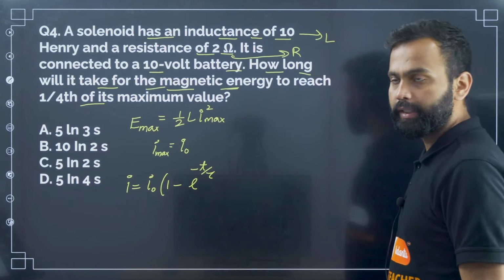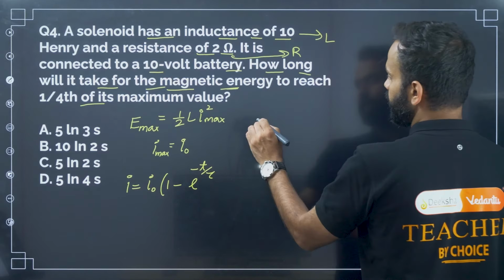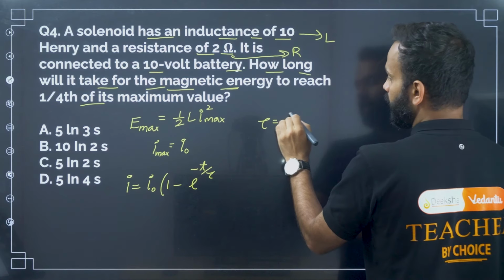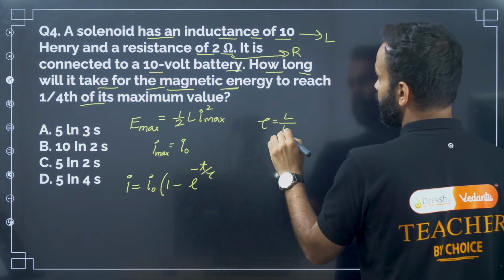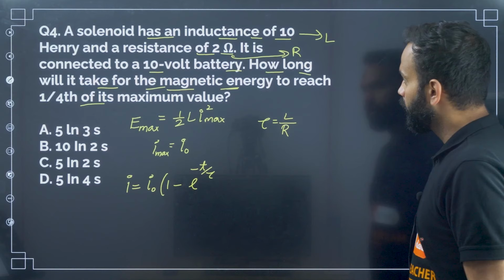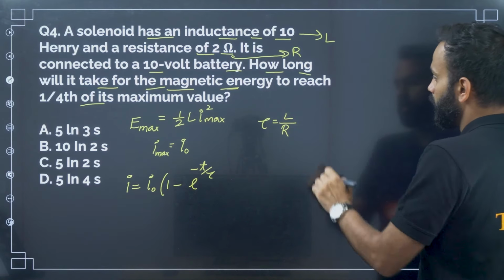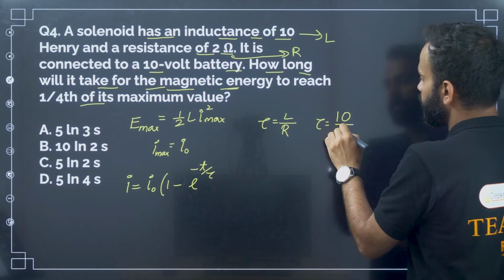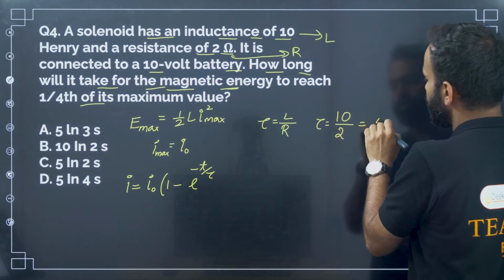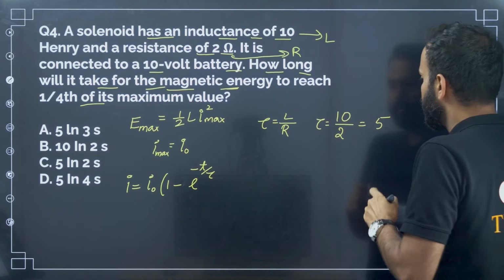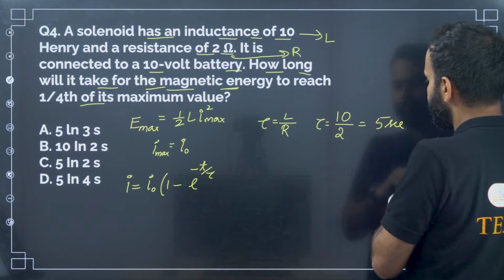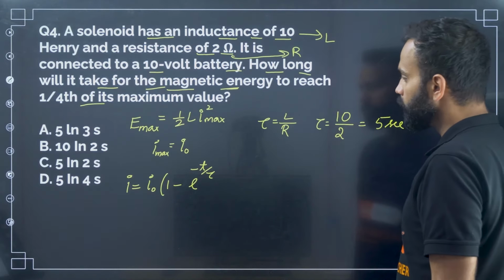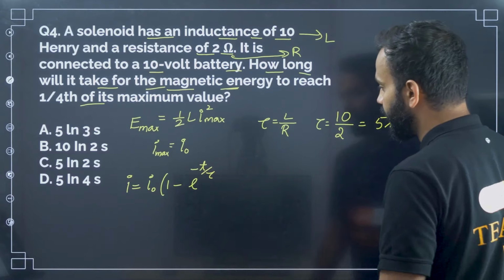So what is tau? Time constant. The time constant tau is equal to L by R. So tau equal to L, which is 10 Henry, divided by R, that is 2 ohm, which is equal to 5 second. It is a time constant, so it is in seconds. We need to find the value of t.